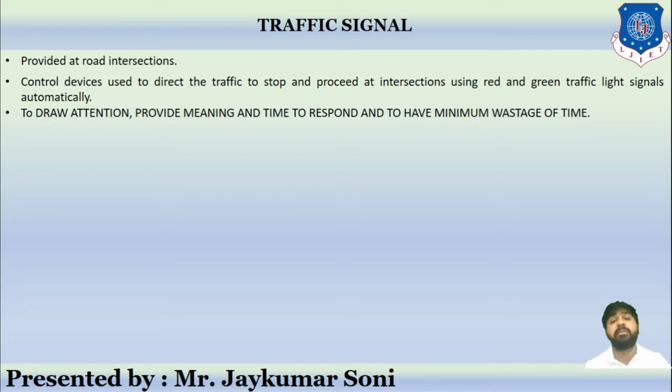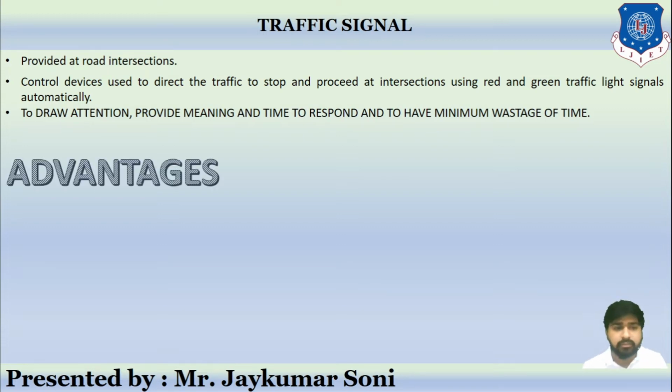Because if a traffic signal is provided, then the chances of collision would be very reduced and the chances of causing delay will also be very reduced. So this is about traffic signal. The traffic signals are provided at the intersection. They are used to draw the attention, provide the meaning, and give time to respond with minimum wastage of time. They are also called control devices used to direct the traffic to stop and proceed at the intersection with the use of red and green signal.